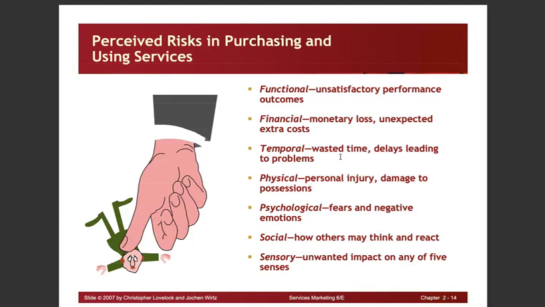And then physical: personal injury, damage to possessions. For example, we go to the barber shop, and suddenly there's a mistake made by the barber. It should be cut short, but it is not cut perfectly. So the model is different. It is called a personal injury. And then psychological: fears and negative emotions, which is more on the emotional side. When we talk about banking, how to make customers not worried when they go to the ATM, because they may worry about security. So as a banking provider, you should think about how to make the ATM machine safe enough.